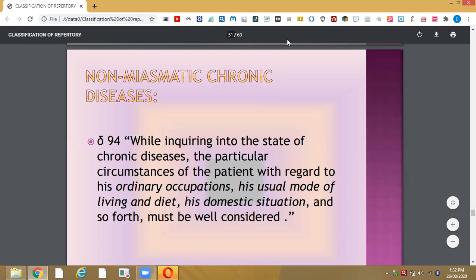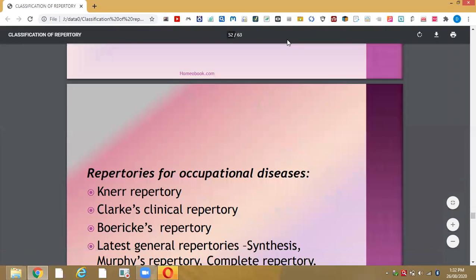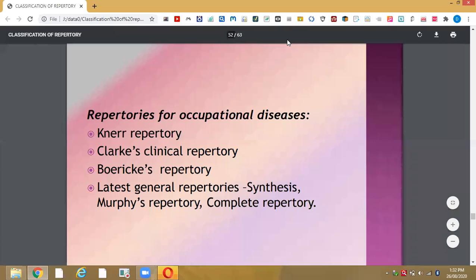Then for non-miasmatic chronic diseases, we should use repertories for occupational diseases like Nash's repertory, Clark's clinical repertory, Kent's repertory, and latest general repertories like Synthesis, Murphy's repertory, Complete repertory. So these repertories are very much helpful for occupational diseases.